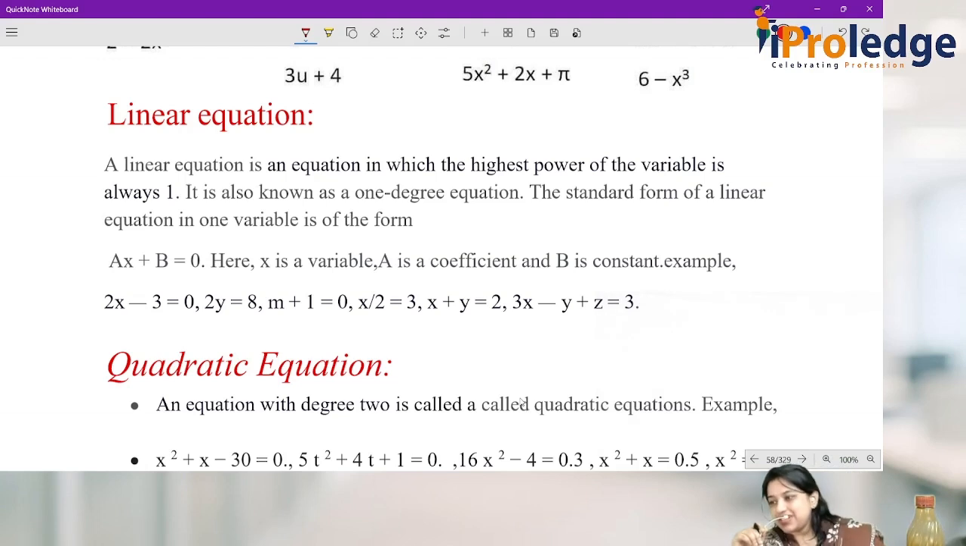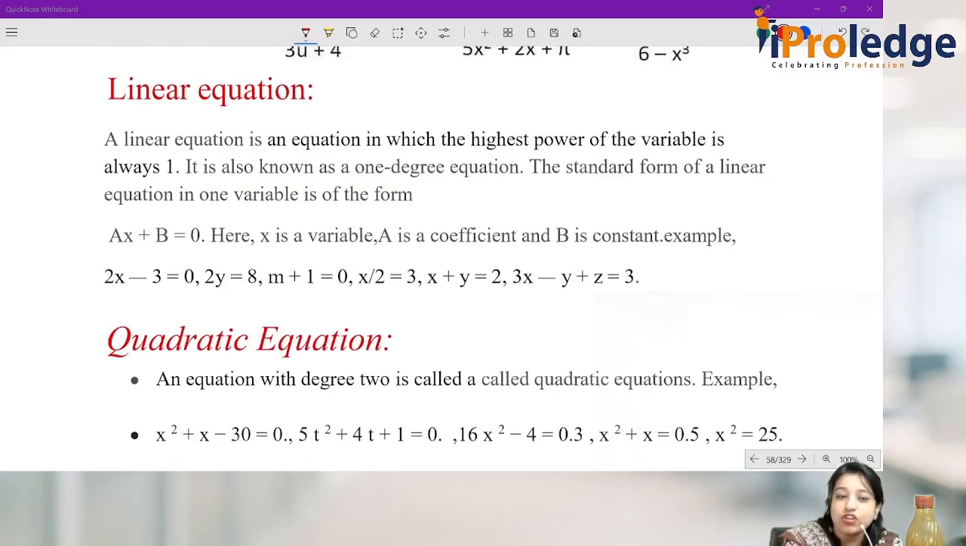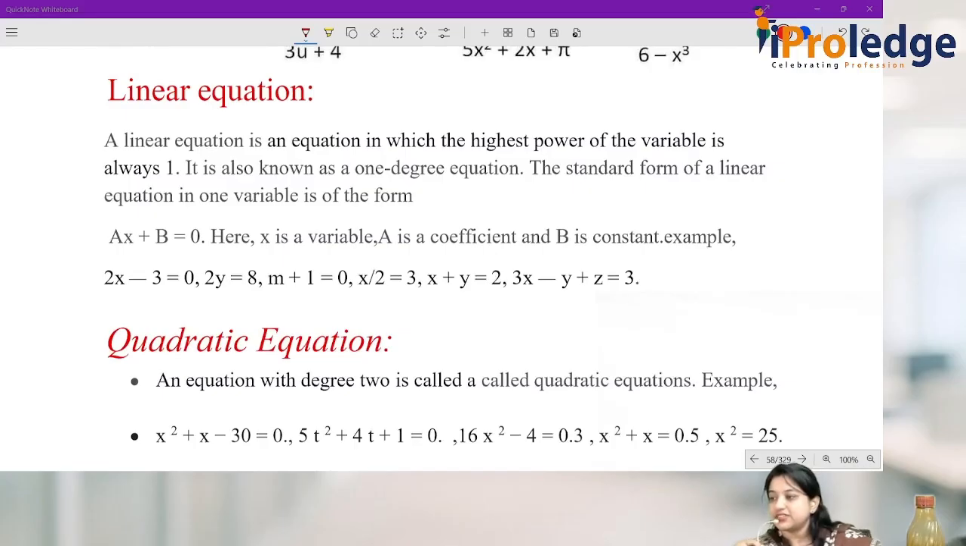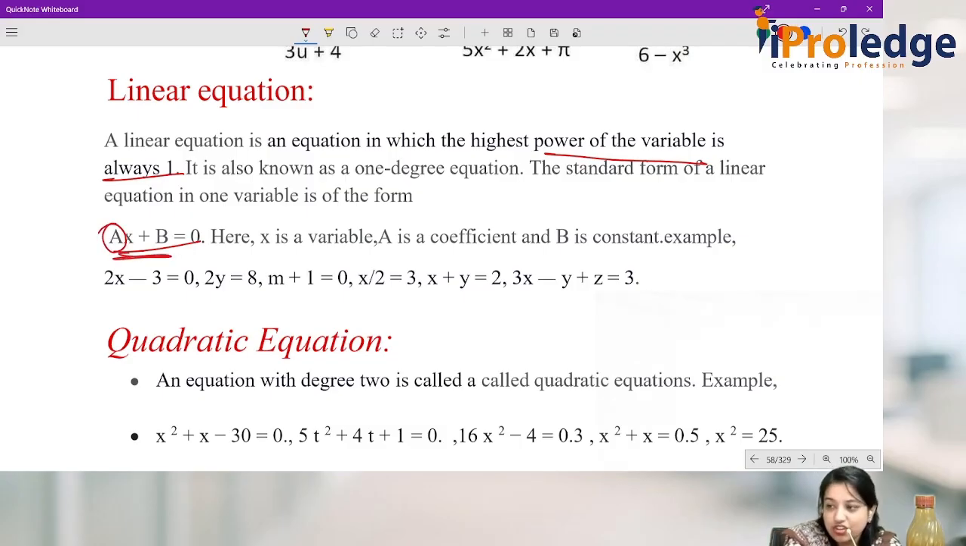So what does linear mean? The highest power of the equation is equal to 1, it is called a linear equation. What is the general form of the linear equation? This is all important when you revise. Highest power is 1, general form is ax plus b equal to 0. How will you define a? a means coefficient of x.